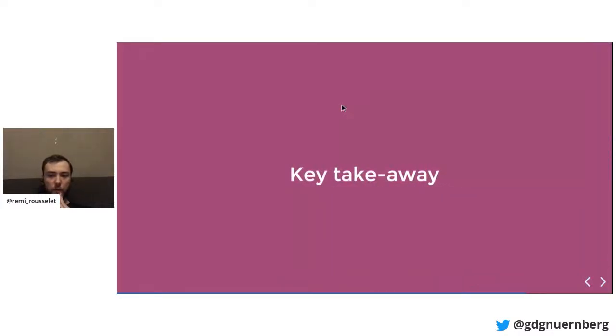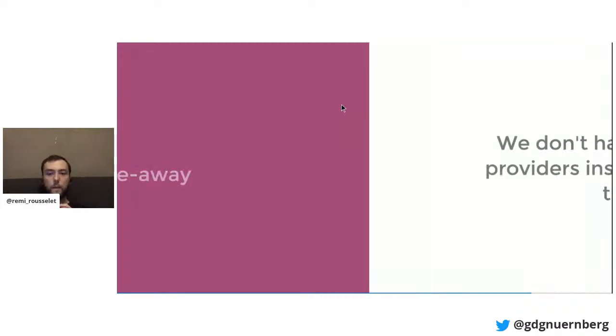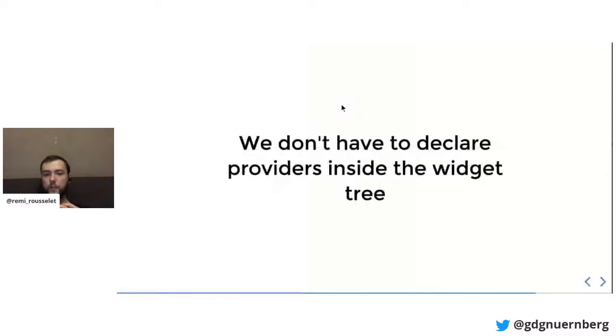So a few key takeaways from this talk. There are a few interesting things to notice. First, you may have noticed that you don't have to declare providers inside the widget tree anymore. One of the common complaints with provider was that we are kind of mixing state business logic and UI logic, whereas here, all the providers are extracted from the widget tree. So the pagination we implemented with the future provider is completely independent from how our UI works. And so we can test it independently and everything.